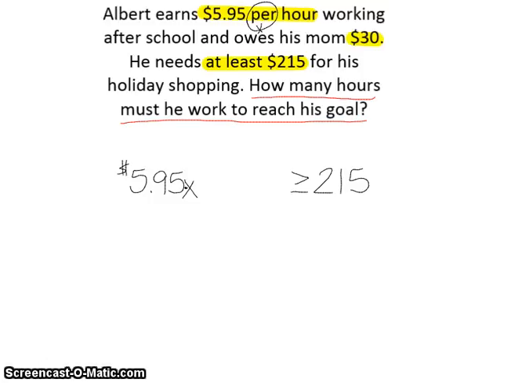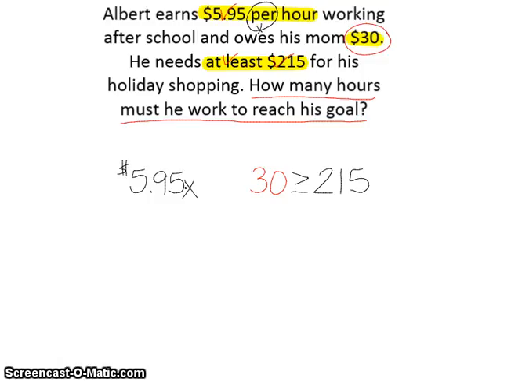So I have $5.95x, and then I'm going to either plus or minus, and it's going to be greater than 215. So I have already used $5.95. I've already used 215, and I've already done the "at least" part. The only thing that's left is this $30. Well, I know the $30 is going to go right here in my equation. So all I want to know is, is it going to be plus or minus.